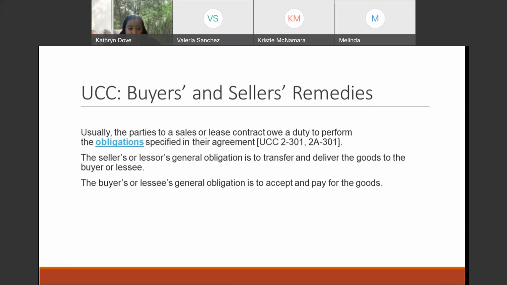So usually the parties to a sales contract owe a duty to perform the obligations that are specified in their agreement. And that is UCC provision 2-301. The seller's obligation is to transfer and deliver the goods to the buyer. The buyer's general obligation is to accept and pay for the goods.